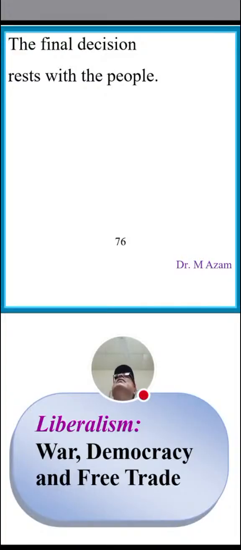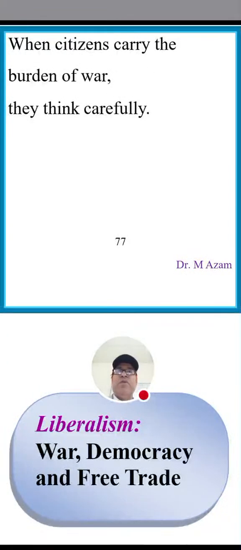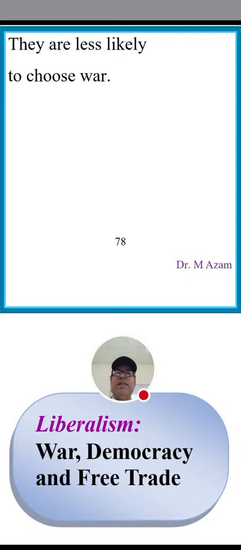The final decision rests with the people. When citizens carry the burden of war, they think carefully. People think carefully because they know if war starts, they may lose their lives, they may lose their properties. Common people are less likely to choose war.